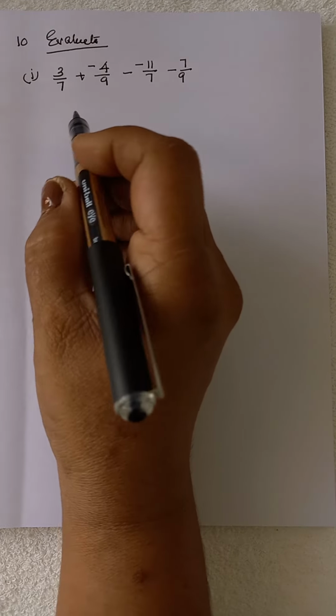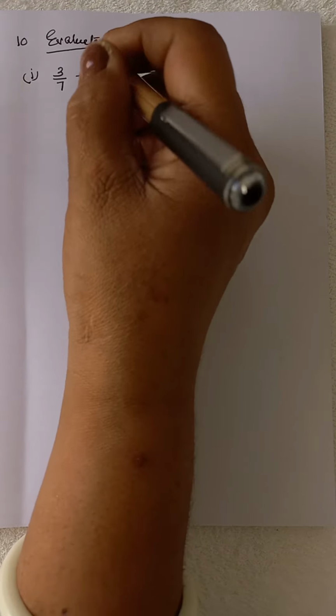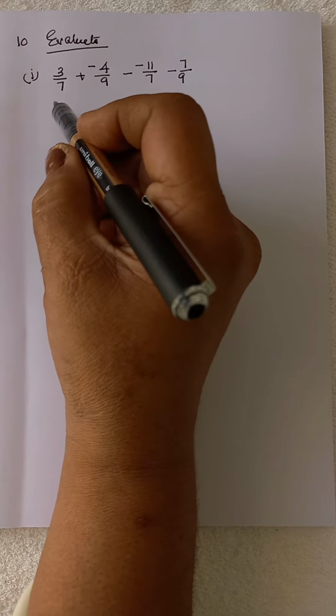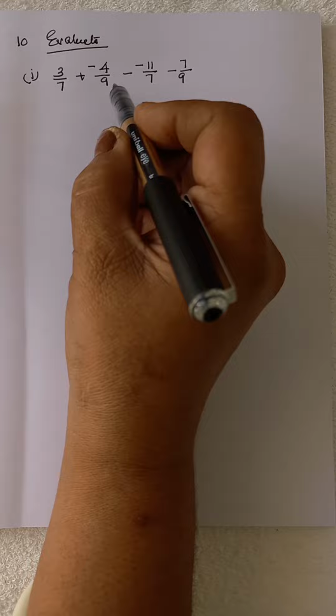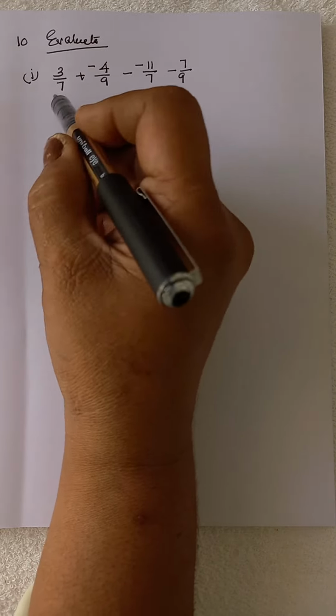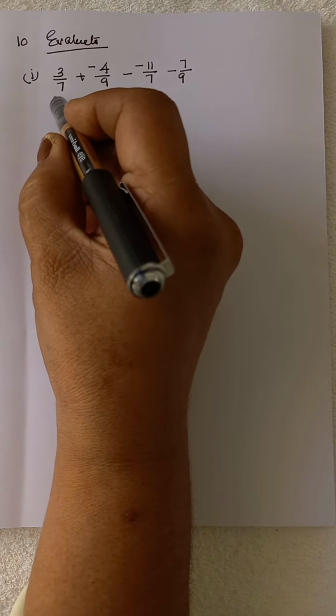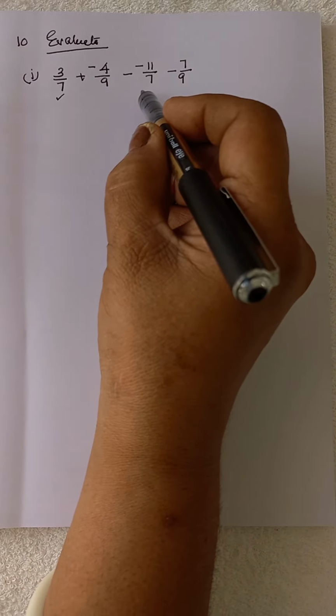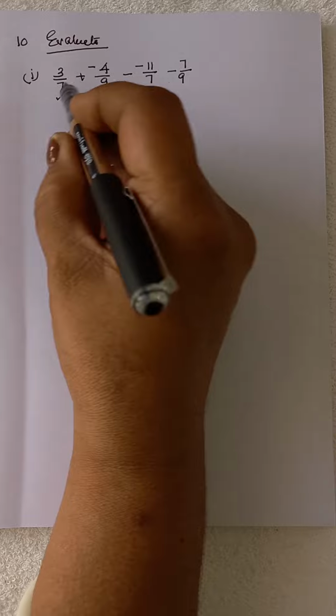Now the 10th question is evaluate. That is to find the value. First question is given like this. Here we can group like this. A rational number with the same denominator we can take at first. That is 3 by 7. 7 is the denominator there. Here also 7 is the denominator. So let us take these two at first.